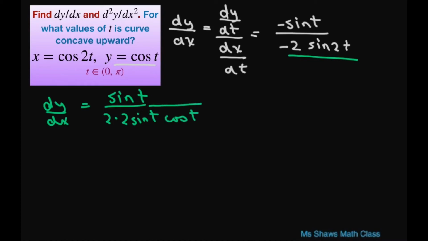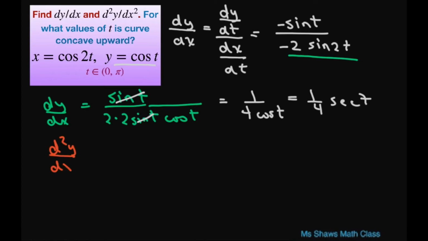Now the signs will cancel, so this is going to equal 1 divided by 4 cosine of t, and since we have to take the second derivative, this is going to equal 1/4 secant of t.